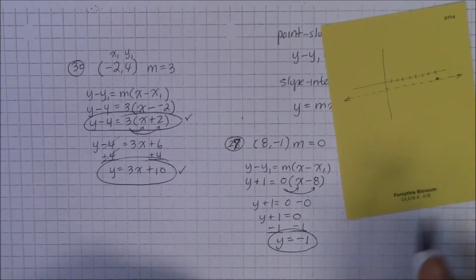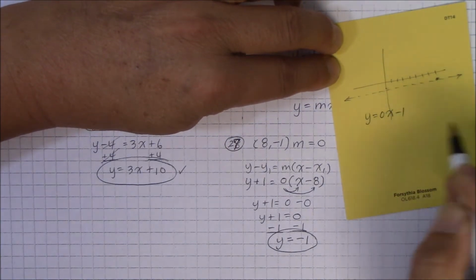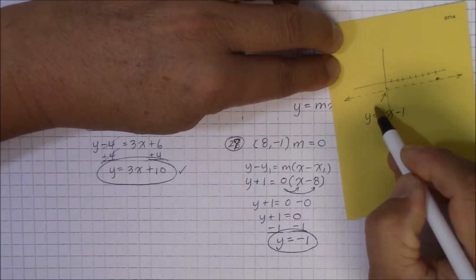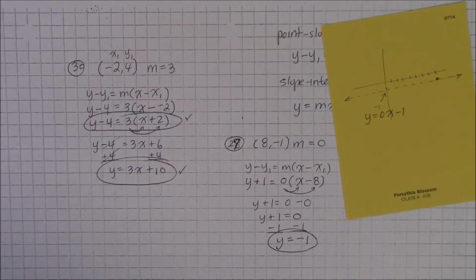Where's the slope? If you like, you could write that as y is equal to 0x minus 1. The y-intercept is -1 right there, see? And the slope is 0. Ta-da! Confusing? Nah. Go get some.